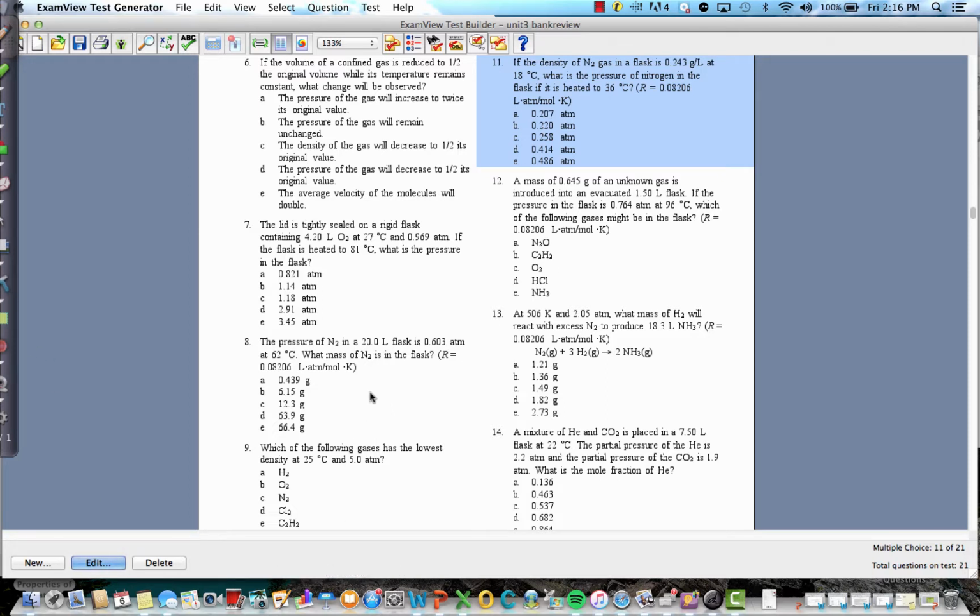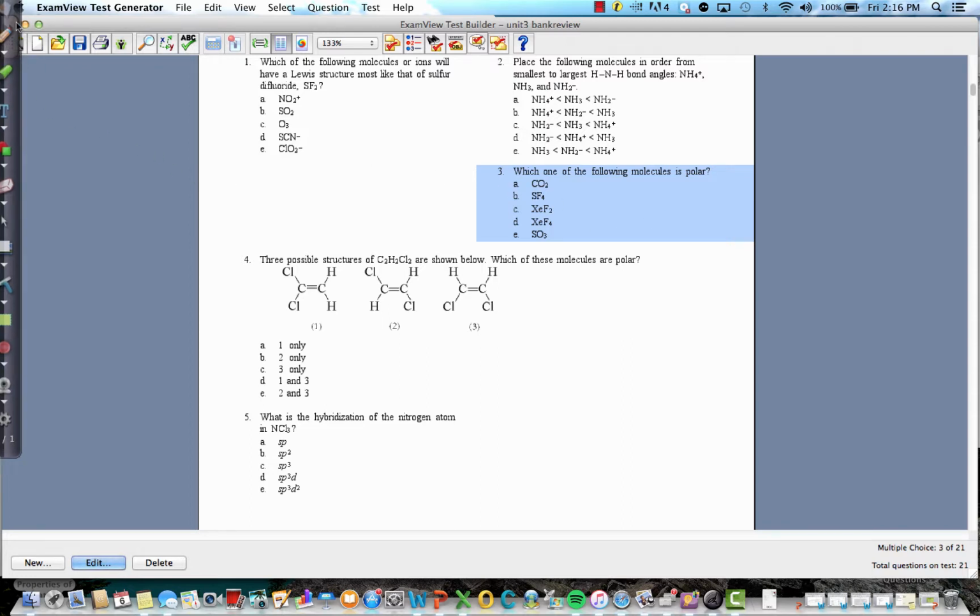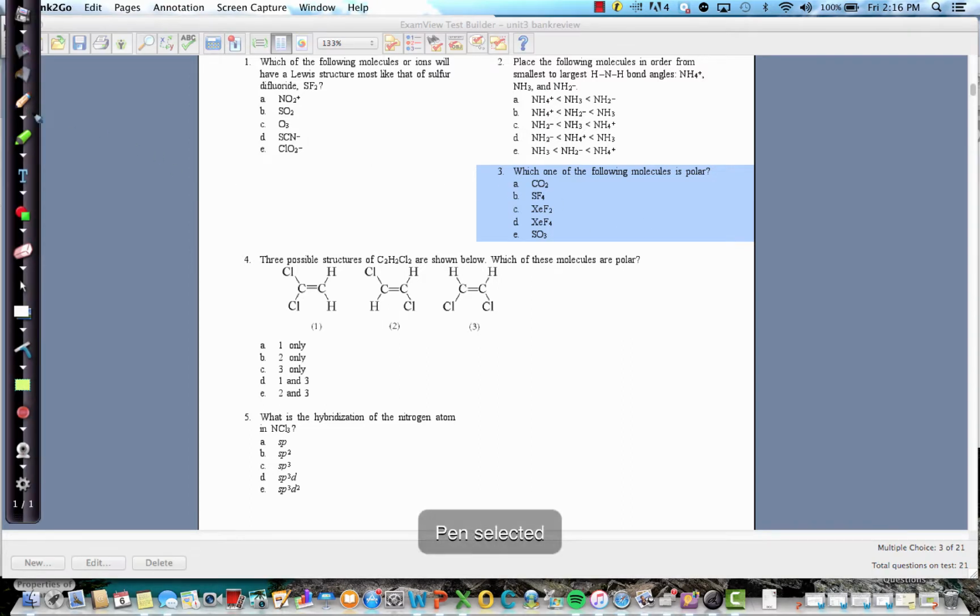Okay, so I'm going to go over the problems that were posted on the board from the review. I'm going to start with the first one, which was number 3. Number 3 says, which of the following is a polar molecule? In order to do this, you really need to draw the Lewis structure out. For carbon dioxide, your Lewis structure should look like this.